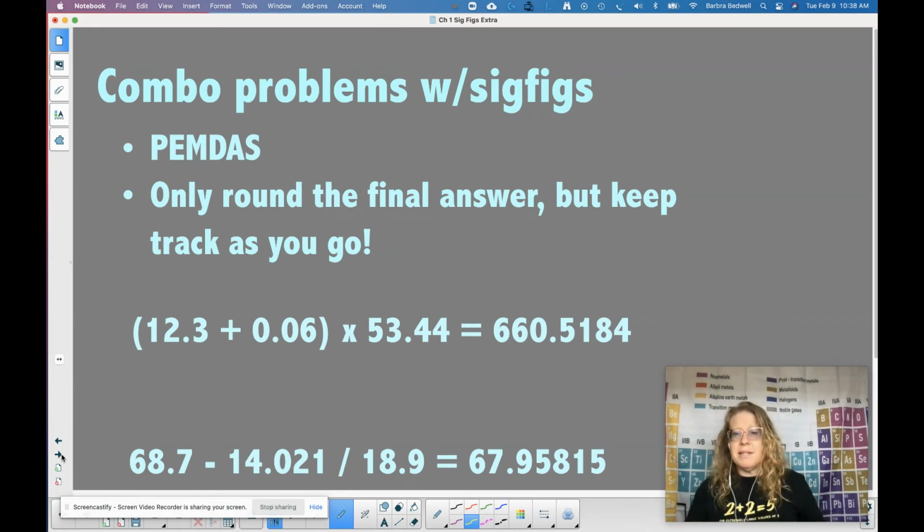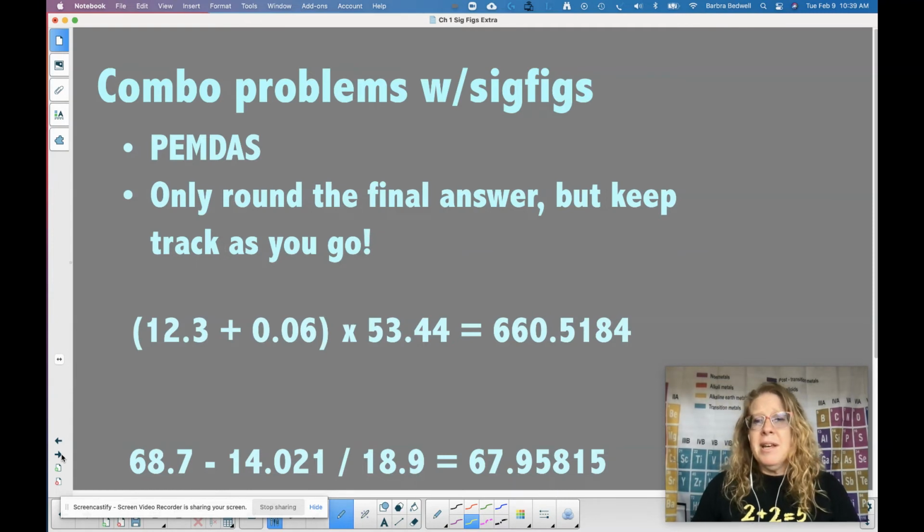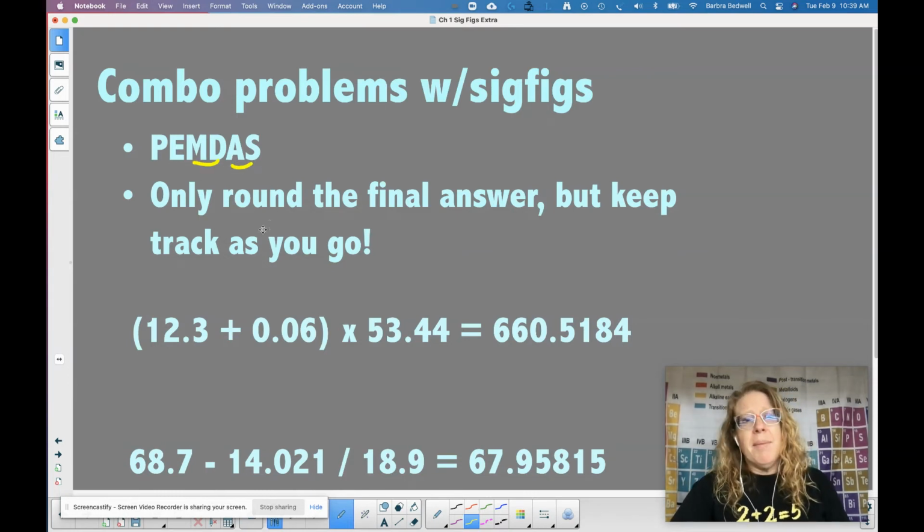Don't forget PEMDAS is a thing. You will have some cases where you have to do addition, subtraction, multiplication, division in the same thing. So don't forget PEMDAS. You always do parentheses first. Then you do exponents. Then you do multiply and divide. Then you do add and subtract.